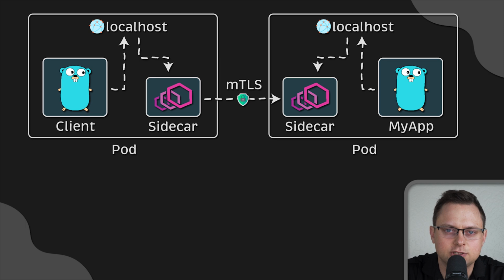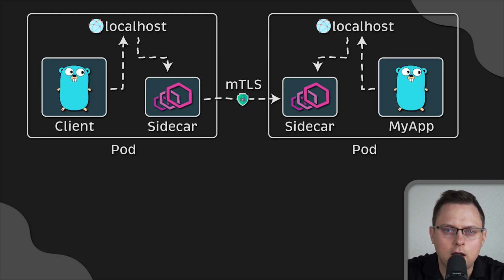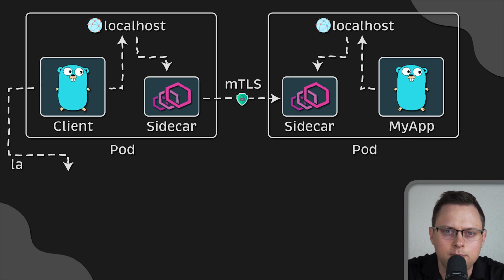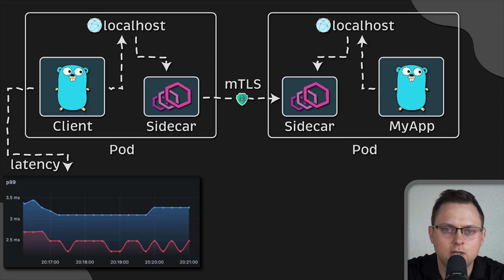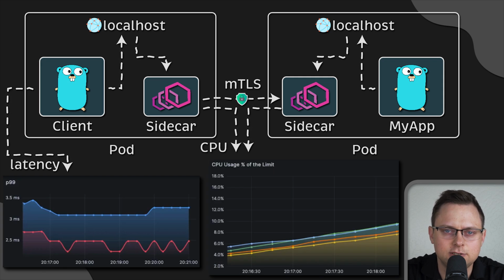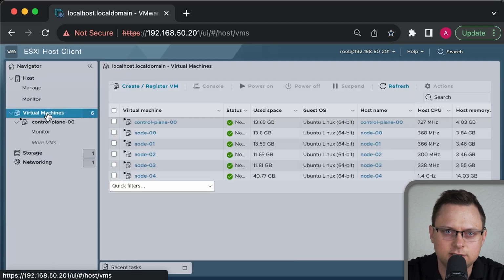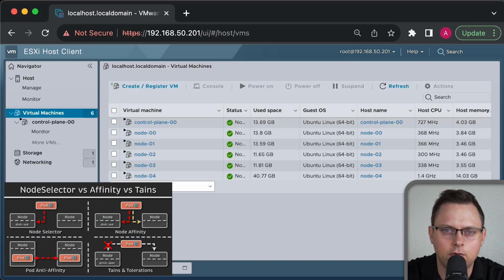Also, most service meshes, including Linkerd and Istio, automatically encrypt traffic using mutual TLS. The Go client exposes Prometheus metrics that measure latency, and we scrape cAdvisor to get CPU usage from the sidecars. I'll run this test on my home lab, which is based on an AMD EPYC processor. I built it using VMware Hypervisor. As you can see, I have a single Kubernetes control plane node and 5 worker nodes. During the test, I use affinity and tolerations to spread all applications across their dedicated nodes to avoid any interference.